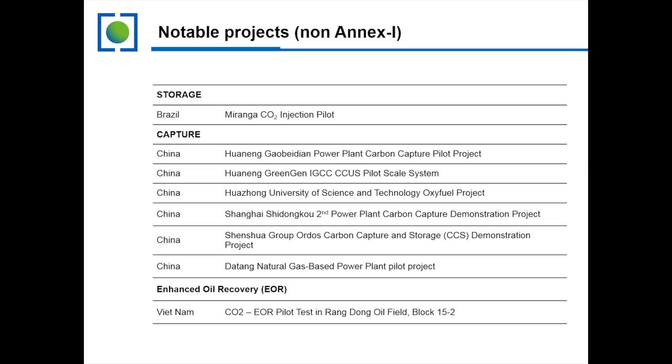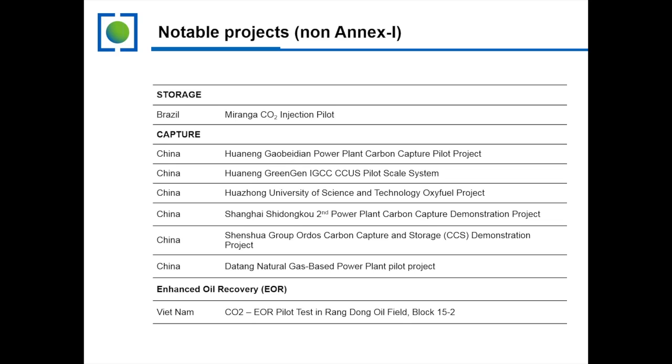going forward. Now, there are also a number of smaller scale, or what the Institute calls notable projects, because some of them aren't actually that small, that are either in operation or have already been completed. It is important to note that these notable projects are not necessarily full chain projects. There usually is an emphasis either on the capture or storage element. But you can see there that preceding the large-scale Lula project in Brazil, they implemented a smaller scale Miranga CO2 injection pilot project. And you can also see quite a lot of activity in China in operational or even completed capture projects. And at the bottom, you'll see that I've included a pilot scale CO2 enhanced oil recovery project that has been successfully completed by PetroVietnam and various Japanese partners.